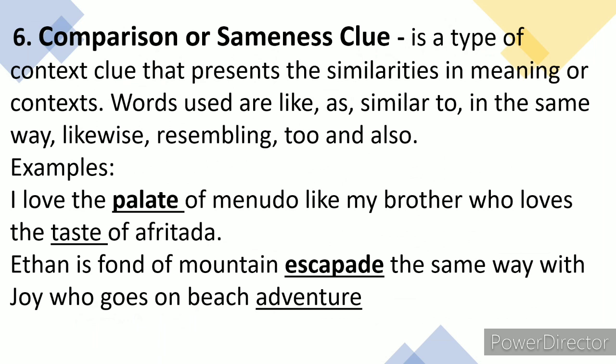Number 6 now: comparison or sameness clue. It's a type of context clue that presents the similarities in meaning or context. Words used are like, as, similar to, in the same way, likewise, resembling, and also. So, what are those signal words? Like, as, similar to, in the same way, likewise, resembling. If you see those words, it means it's a comparison or sameness clue.